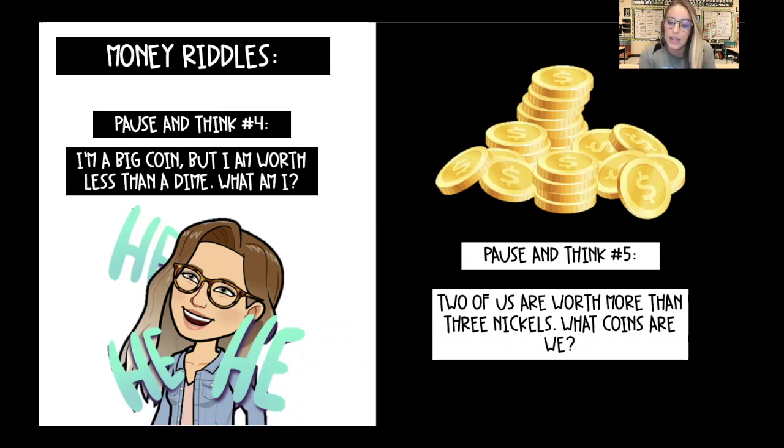Our next pause and think question says, 2 of us are worth more than 3 nickels. What coins are we? This one is a little more difficult than the first one, but think about how much is 3 nickels? What is the value of 3 nickels? I'm going to read that pause and think question for you one more time. 2 of us are worth more than 3 nickels. What coins are we? This one is very tricky, but I want to see your answer. So go ahead and pause the video, write down what you think, and press play when you're finished.